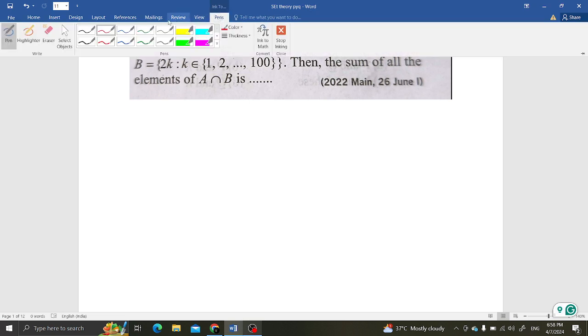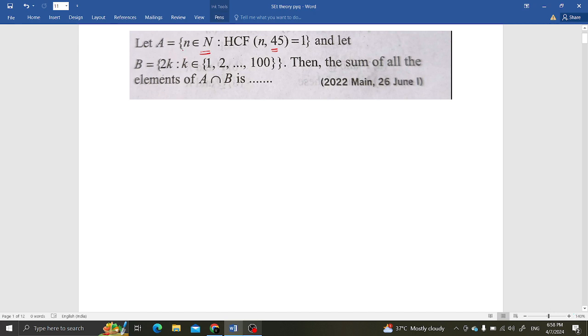So what does the first question say? A is the collection of all those natural numbers whose HCF with 45 is 1. It means we need to collect all those natural numbers that are co-prime with 45. Why? Because their HCF, or GCD, the highest common factor or greatest common divisor, is 1. And B is the collection of all multiples of 2K, that is, even multiples of K, where K varies from 1 to 100. Then we need to find the sum of all the elements of A intersection B.